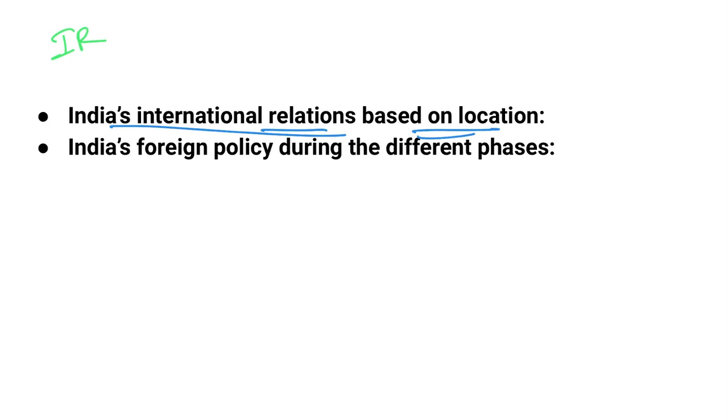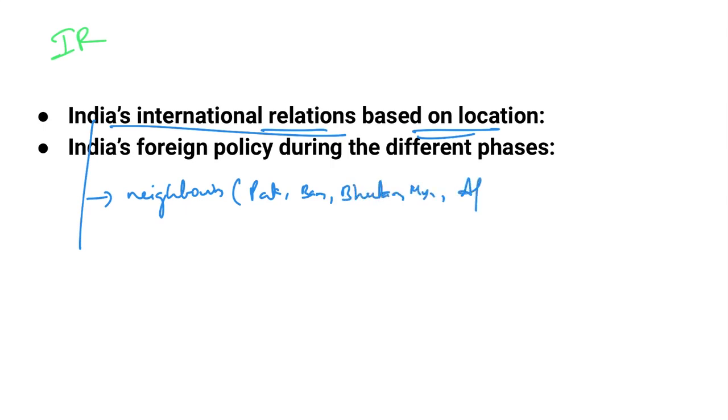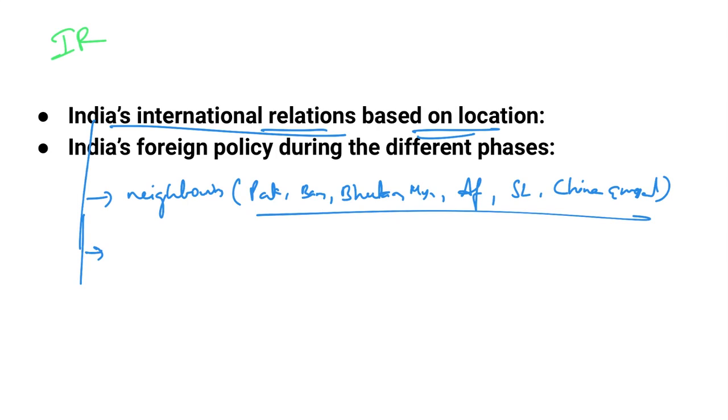When talking about India's international relations based on location, first we'll go through India and its neighbors or neighboring countries like Pakistan, Bangladesh, Bhutan, Myanmar, Afghanistan, Sri Lanka, China and Nepal. These are all the neighboring countries of India. And secondly, India as linked with various organizations like the United Nations, G20, ASEAN, GCC, IMF, World Bank and so on.